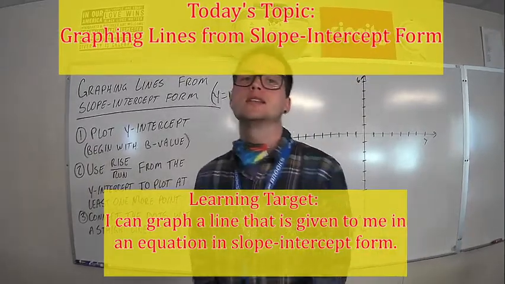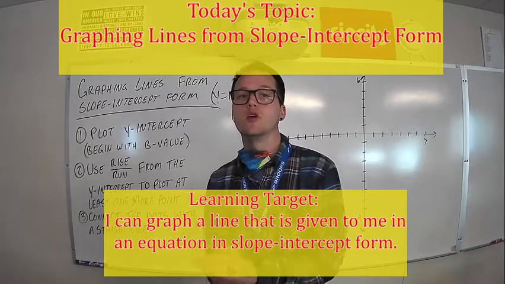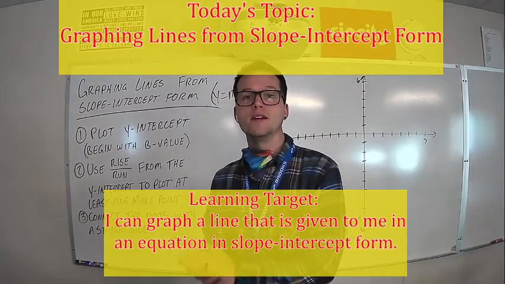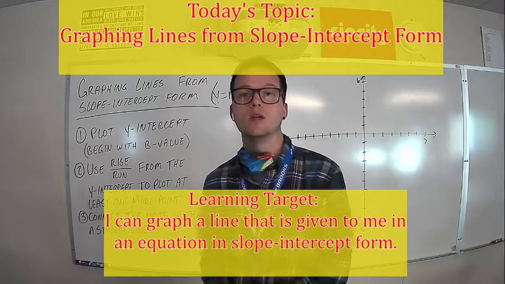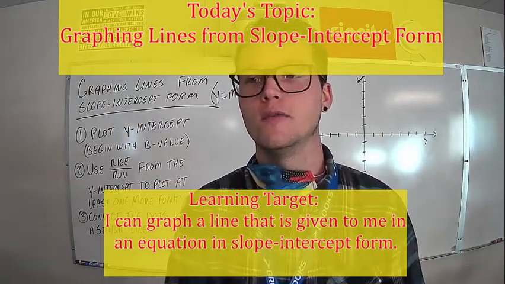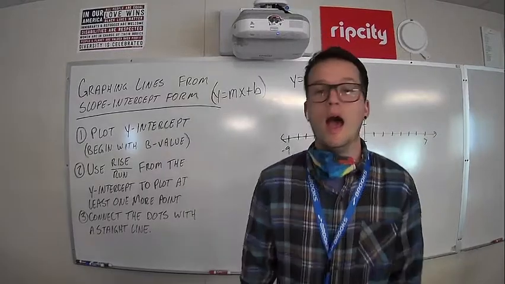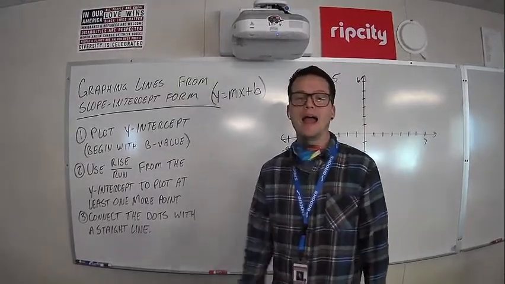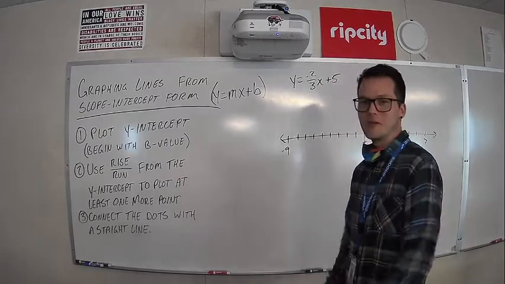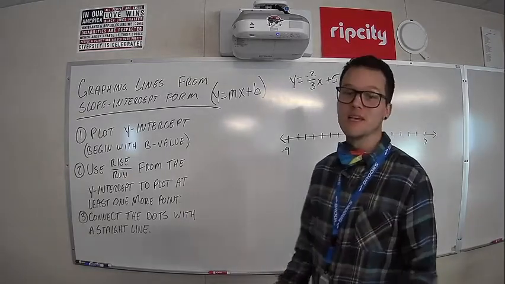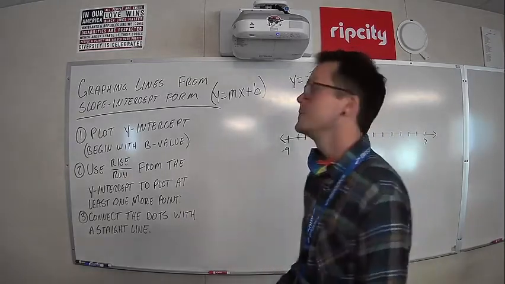So we previously discussed these equations in slope-intercept form. We know how to find the slope, we know how to find the intercept. The slope is the number that's attached to the x, the y-intercept is the number that is all by itself. I'm going to walk you through step by step how to graph a line when you're given an equation in slope-intercept form. It's 3 steps, not so bad, but we're going to do this piece by piece.